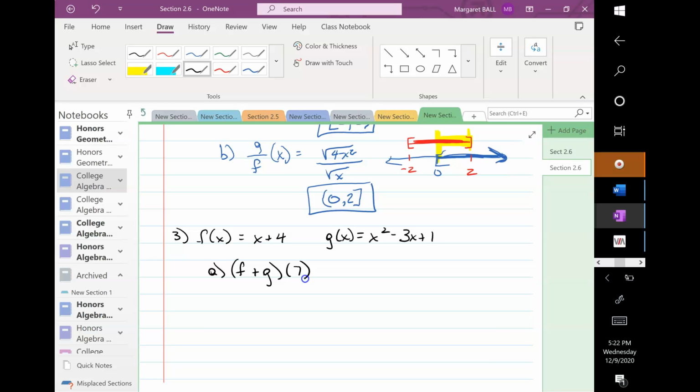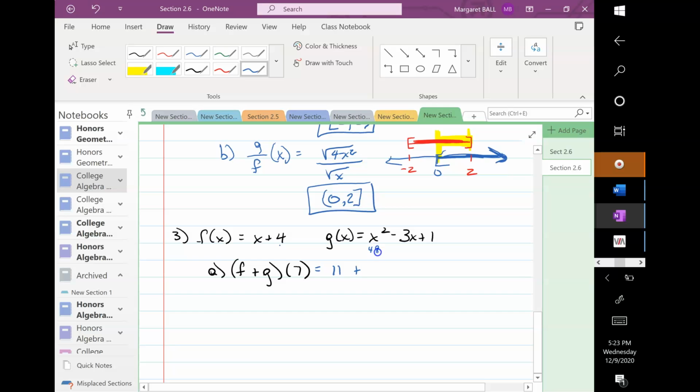I personally prefer the easy way. Some people are going to want to take the f function and add it to the g function and then plug in 7. I personally don't want to do that. I would prefer, myself, to plug 7 into the f function, and then plug 7 into the g function, and then add. So, like this. Plug 7 into the f function. 7 plus 4 is 11. Now plug 7 into the g function.